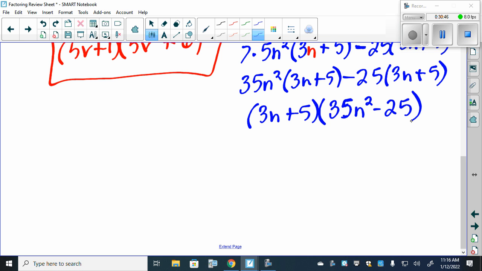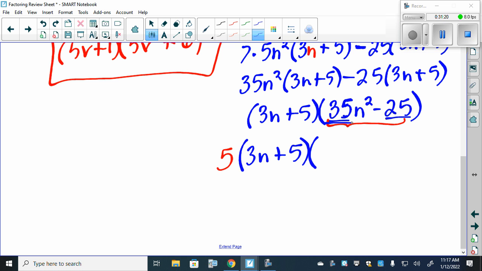So, are we completely done? No. If you at least got to this point here, you would get 4 out of the 5 points. Yes, we do have a greatest common factor between 35 and 25, which is 5. So if I factor the 5 out of these two here, I'm going to put it out front, because that would leave us with our 3n plus 5.